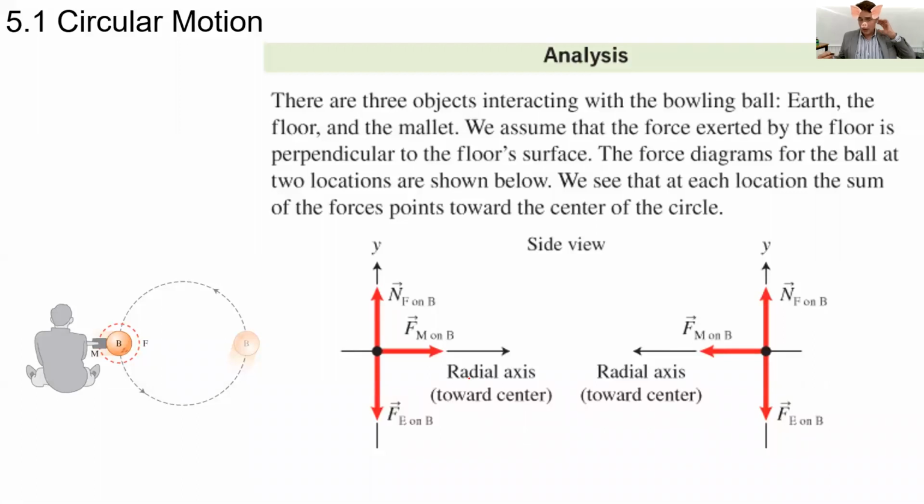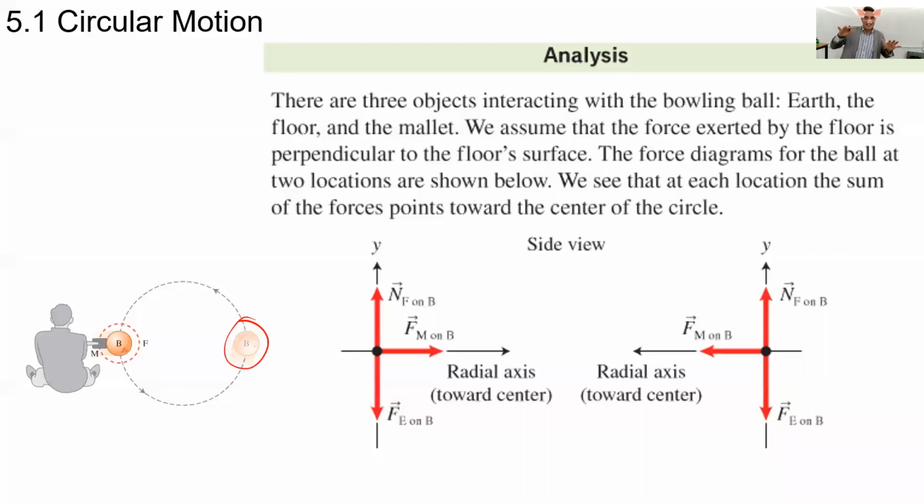So there are three objects interacting with the bowling ball and putting forces on it. There's the floor, which puts a force upwards on the ball. There's the earth, which pulls downwards on the ball, and there's the mallet, which hits towards the center of the circle on the ball. And if it goes over to the other side, the force is still towards the center. It's always directed inwards.